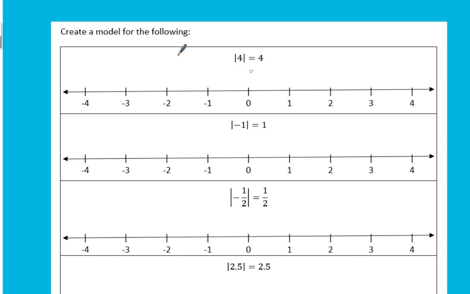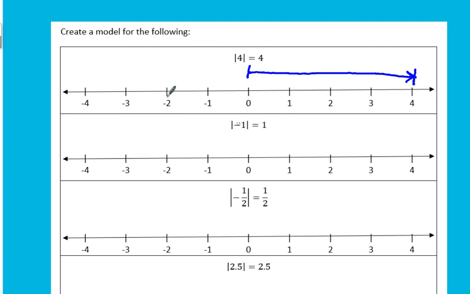So now that you've tried these, let's talk about how to model these, and I want you to check your work and make any changes if you need to. So in this first one, we're modeling the absolute value of 4 equals 4. We're always going to start our model at 0, and in this case we're going to 4, which is to the right, so this time our arrow is facing to the right. We're going to add our bars, and now this is showing that the absolute value of 4 is 4 units long, so it's equal to 4.